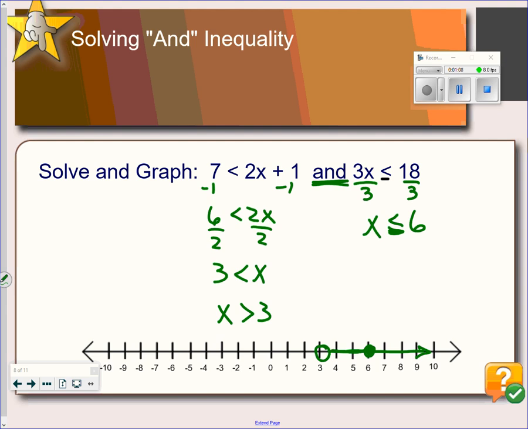So we end up with the solution between the two dots, and that's what it looks like on the number line. The solution to this compound inequality is everything greater than 3 but less than or equal to 6.